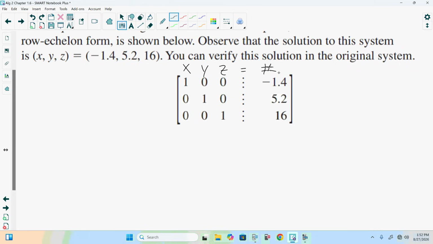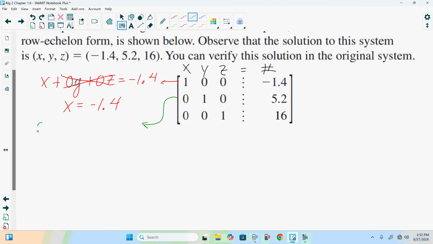the first column was our x values. The second column was our y values. The third column was z. So if we rewrite the top row, we would say that we have 1x plus 0y plus 0z is equal to -1.4. That's all the top row says, yes? Well, with 0y and 0z, really what this is saying is what x is. x is -1.4.